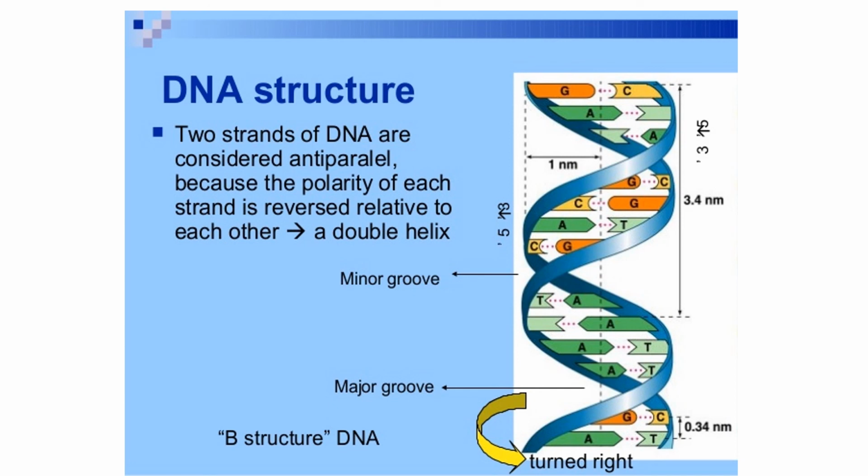Two strands of DNA are considered anti-parallel because the polarity of each strand is reversed relative to each other. That leads to formation of the double helix. As I briefed in the previous slide, whenever the strand is going to be formed, it is going to form the helical structure. Two strands will be considered anti-parallel. The polarity of each strand is reversed.